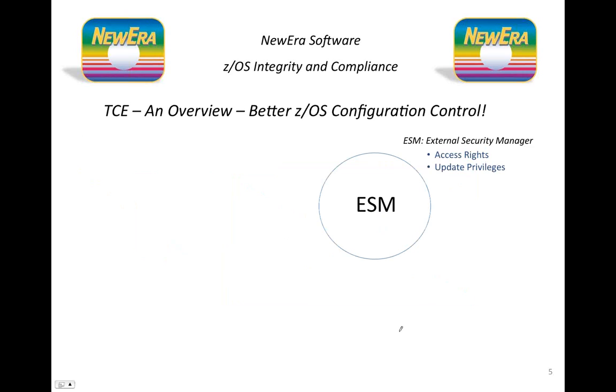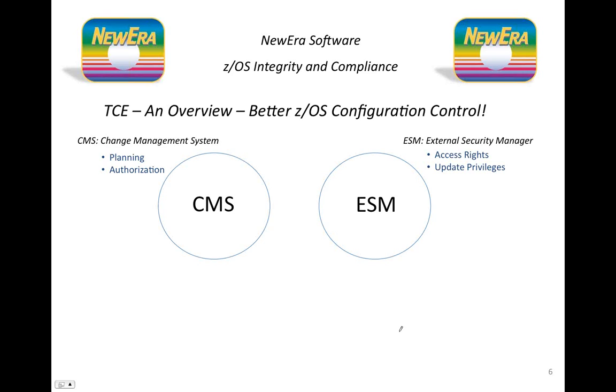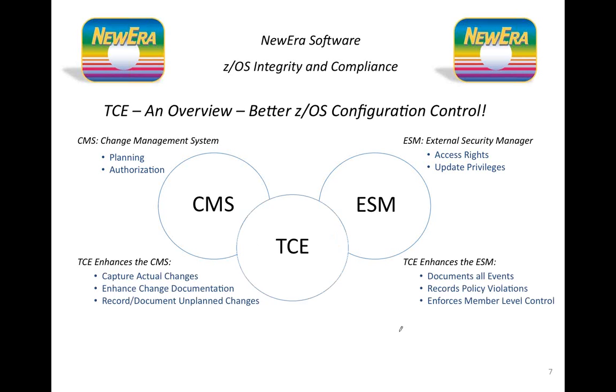The External Security Manager does a great job of preserving the access rights and update privileges of the individuals, but it can't do its job alone when it comes to ZOS configuration control. Really, you're going to need a change management system for the planning and authorization of the changes that you want to make to your ZOS configuration. The gap between these two, between the change management system and the External Security Manager, is essentially filled by the control editor.